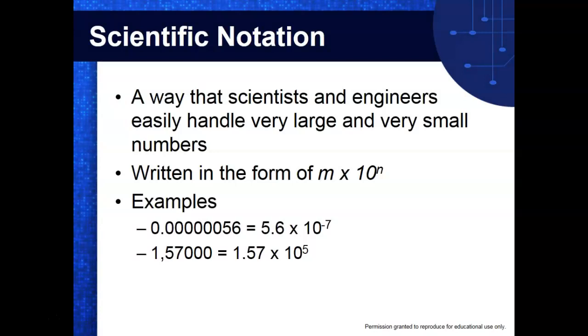Scientific notation is the way that scientists and engineers easily handle very large and very small numbers. It is written in the formula of something times 10 to the nth power. Are we okay there? We use what we call engineer notation. What does that mean? We move in groups of threes.